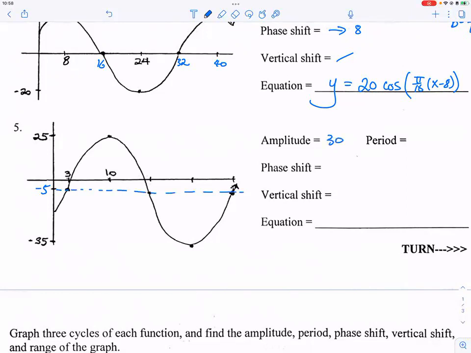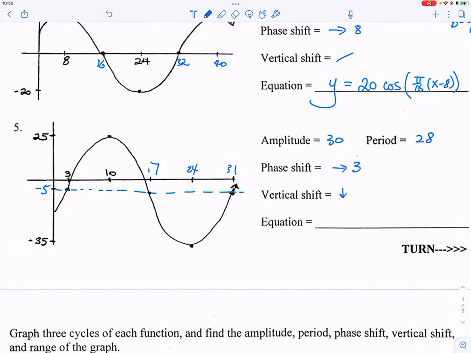Amplitude is 30. What's the period? Ooh, let's label the x-axis. So we got 3, we got 10, and the next one must be 24, and then 31. So it is 28. 28. Sine function or cosine function? Sine would be lovely. So that means we have a phase shift to the right of 3 units.